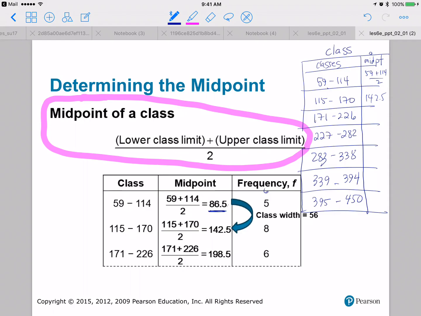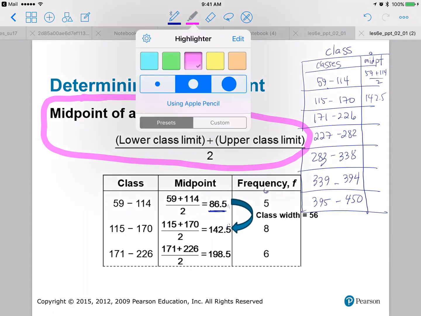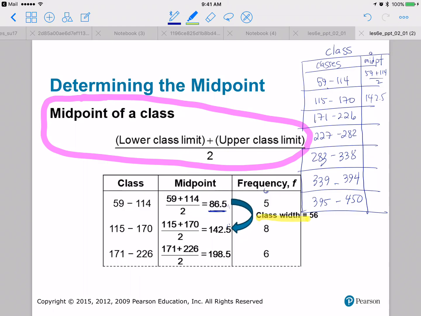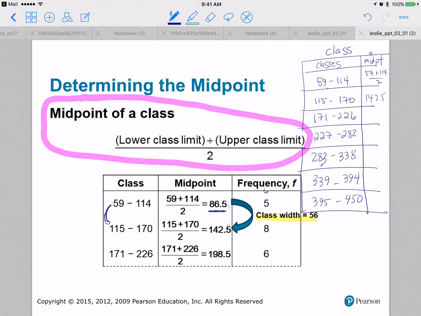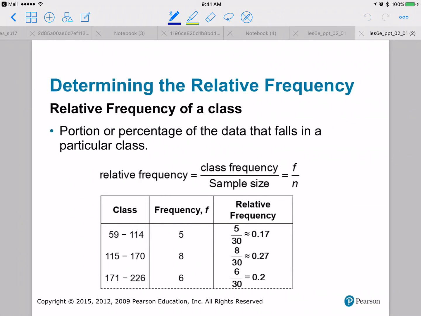Notice that the distance between the midpoints is equal to the class width. This difference here is the class width. This difference here between the midpoints is also the class width. So the difference between the lower limits of any 2 consecutive classes is the class width. The distance between the upper limits of any 2 consecutive classes is the class width. And the distance between the midpoints of any 2 consecutive classes is the class width. Okay?